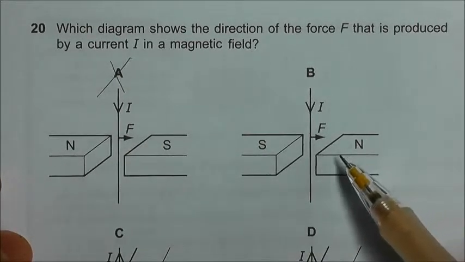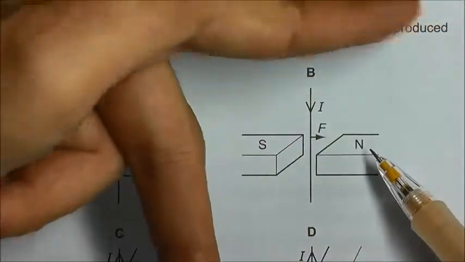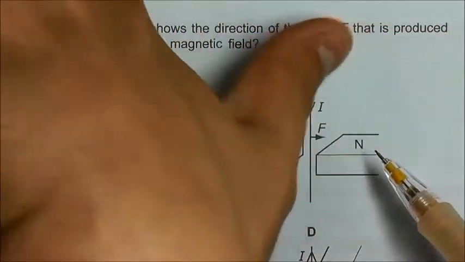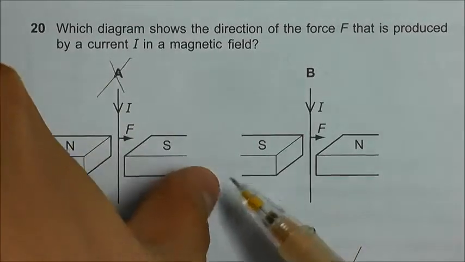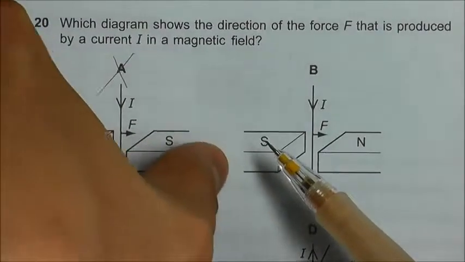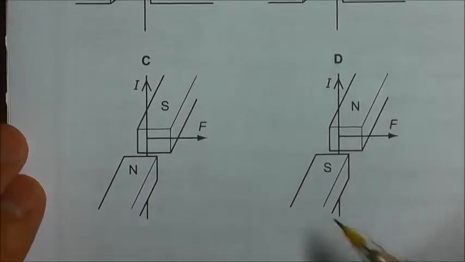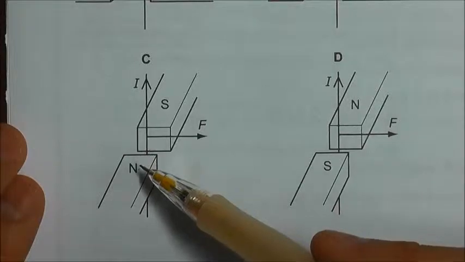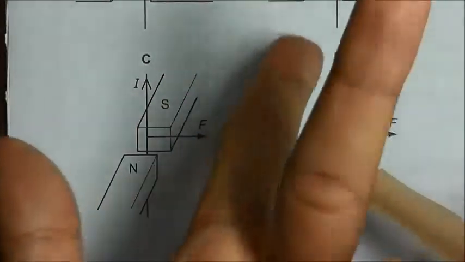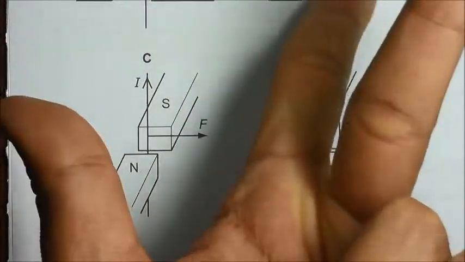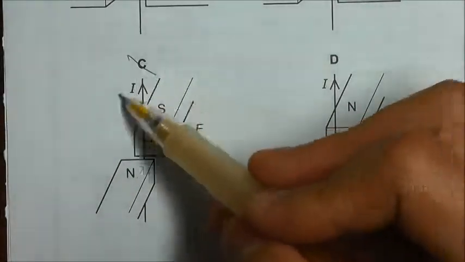Okay, now let's look at option B. Okay, the current is pointing downwards, and then the field is going to the left, and the force should be going into the paper. Okay, so this is wrong as well. Okay, option C, the field is going from the north to the south, so it's going into the paper, and the current is going upwards. So the force should be pointing to the left instead of the right. So C is wrong as well.